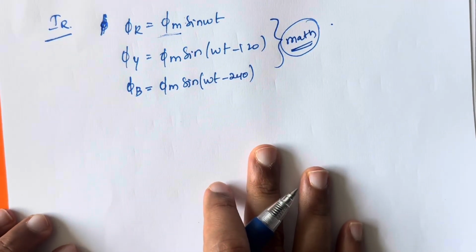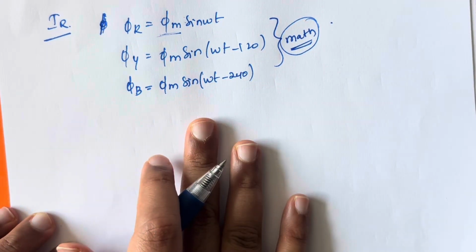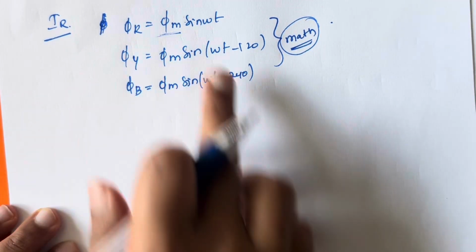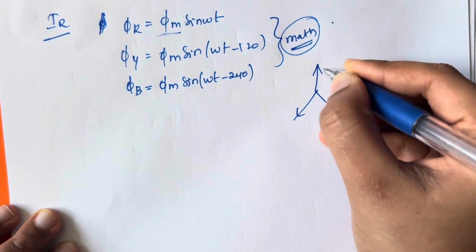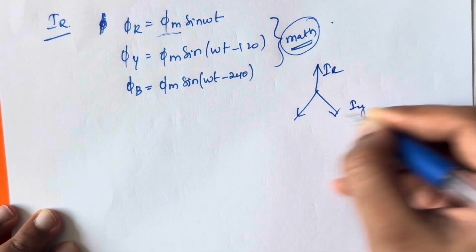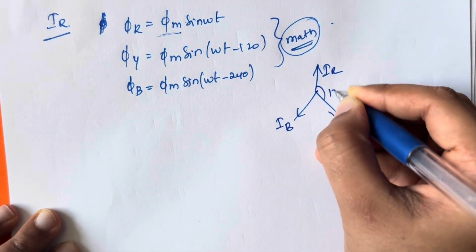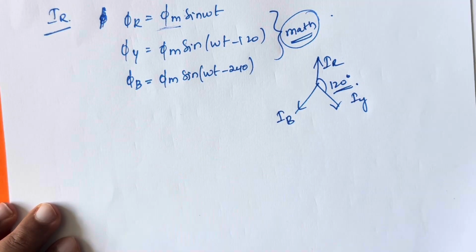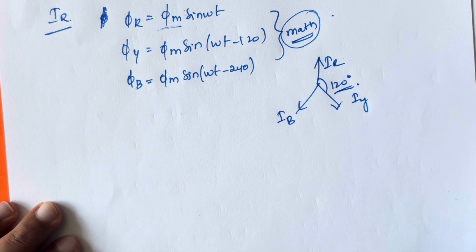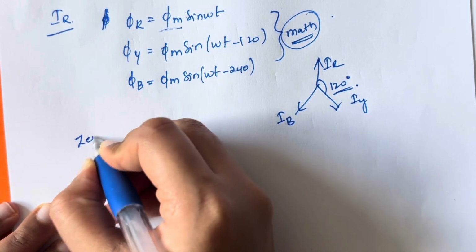Now let us see how this flux will be a rotating magnetic field. A phasor representation will be simply like this, right? This is your IR, this is your IY, and this is your IB, everything at 120 degrees apart from each other. Now what you will do is calculate the resultant.